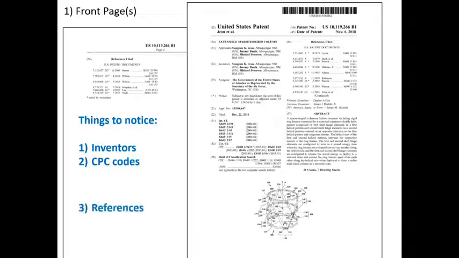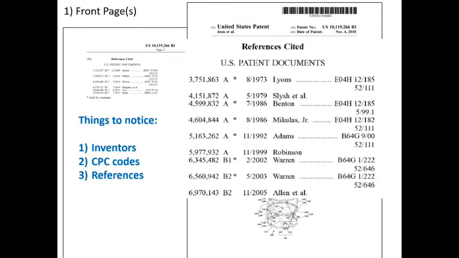The next thing you will see on the front page are references. These are references that could be put in by the inventors when they write up a patent application, or they could be references that the examiner cites as he looks to see if your invention is novel. And A here stands for published applications, and B here stands for issued patent publications.